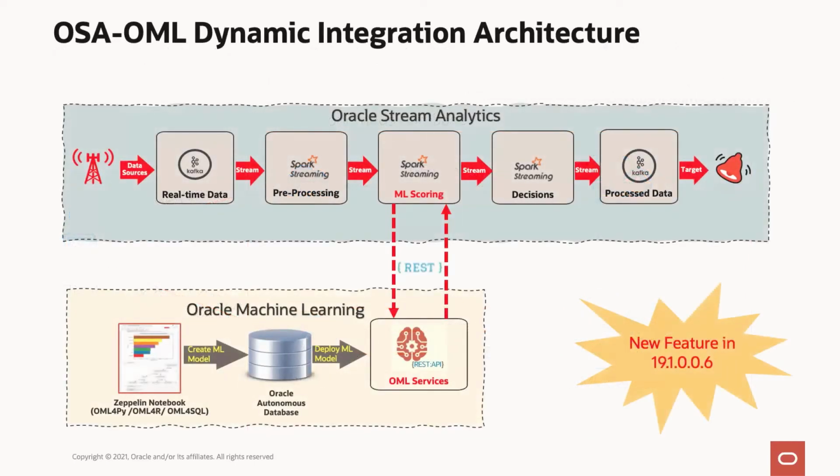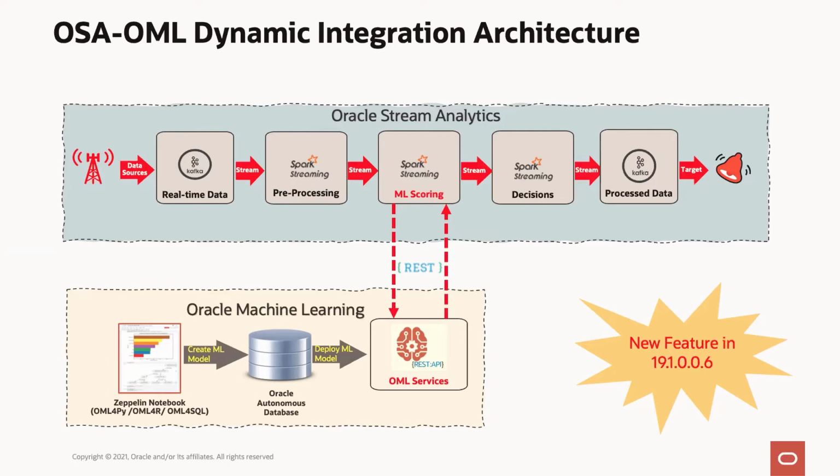Now let's look at the Oracle Stream Analytics to Oracle Machine Learning dynamic integration architecture. Here you can see that in the first stage, you load the data into the historical data. You load the first training set of data into the Autonomous Transaction Processing or ADW system. Now you prepare the data set using feature engineering methods that can be used for building machine learning models. Once you create the machine learning models using OML, you deploy that model into OML services. Once you deploy the model into OML services, you can create a pipeline in the Oracle Stream Analytics with your various data sources and pre-processing stages.